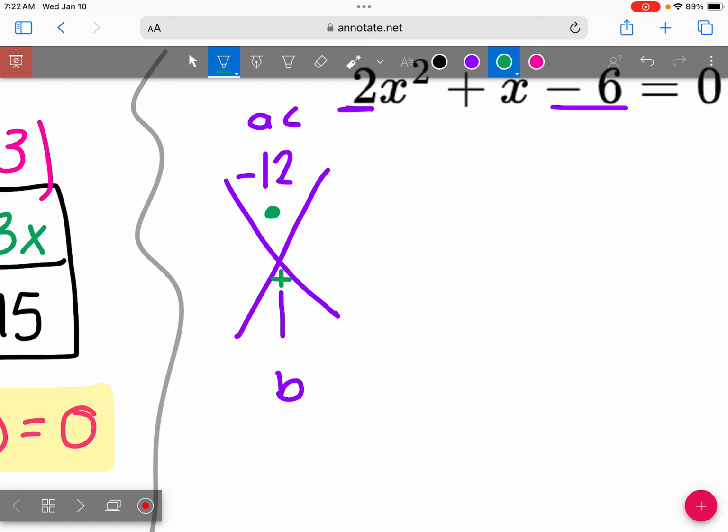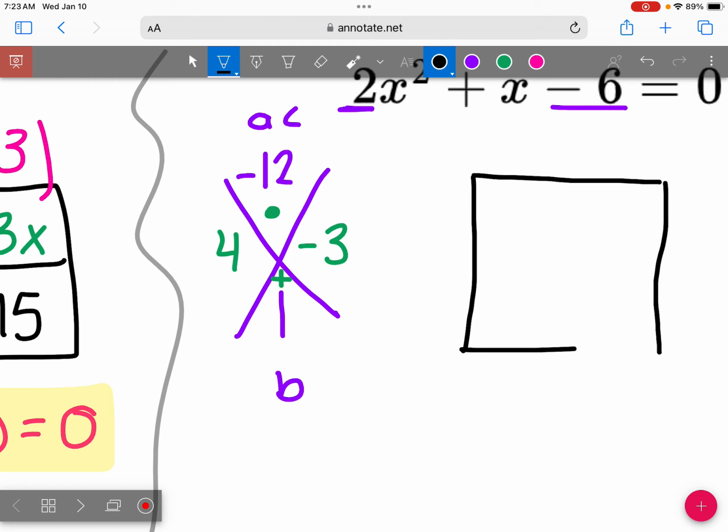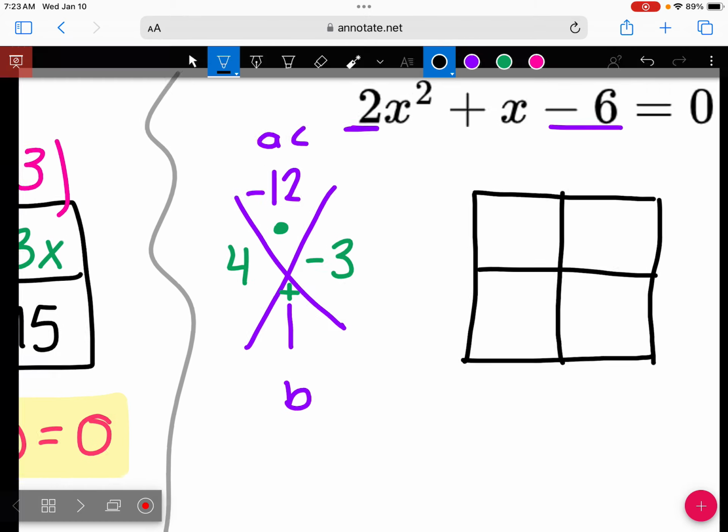4 and 3 are a pair of numbers that have a difference of 1. And in order for the sum to be positive, the smaller number needs to be negative. We're going to have 4 and negative 3. So when we go and fill in our box, honestly, this is the place where we have the most difficulties sometimes. I think because we overthink it.